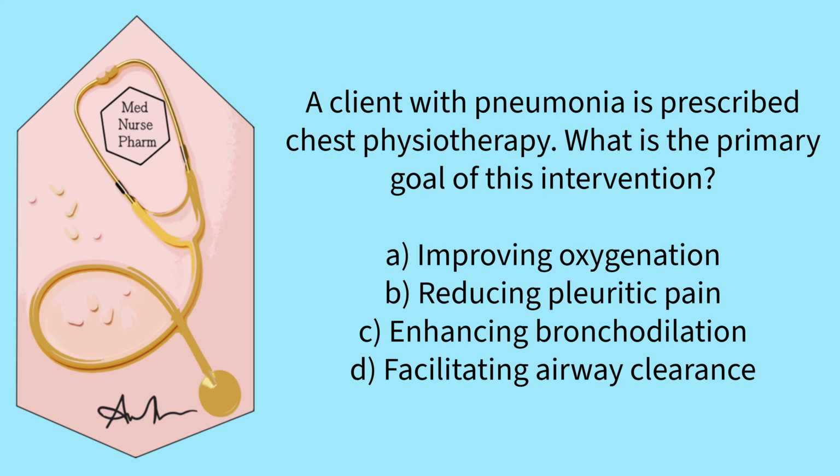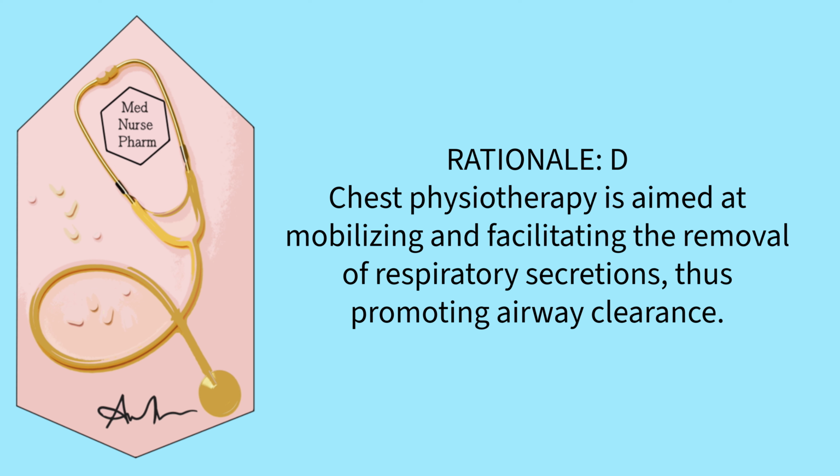A client with pneumonia is prescribed chest physiotherapy. What is the primary goal of this intervention? A: Improving oxygenation. B: Reducing pleuritic pain. C: Enhancing bronchodilation. D: Facilitating airway clearance. The correct answer is D. Chest physiotherapy is aimed at mobilizing and facilitating the removal of respiratory secretions, thus promoting airway clearance.